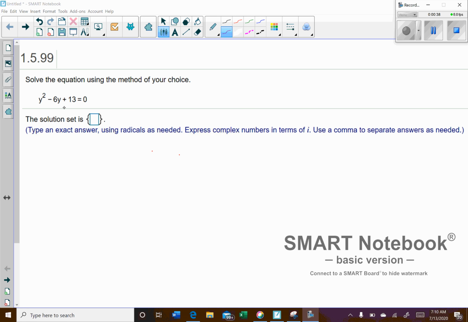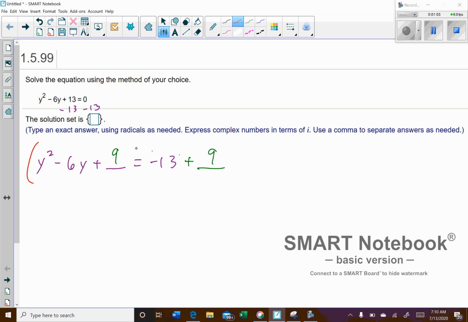What we want to do here is start by subtracting 13 from both sides. So y squared minus 6y plus, and then we'll put a blank, equals negative 13. Then we'll take half of this and square that. Half of negative 6 is negative 3, and when you square it, it becomes a positive 9, which I have to add to the right side also.